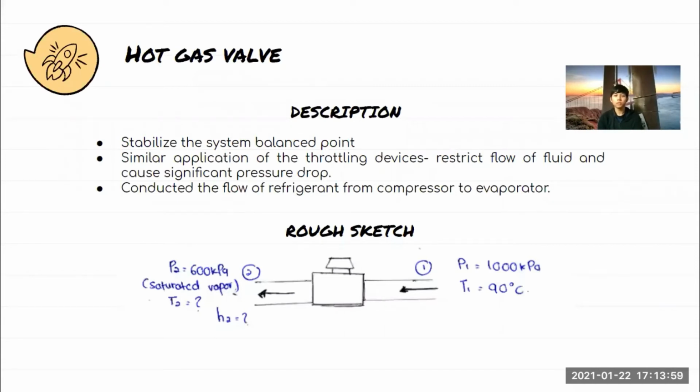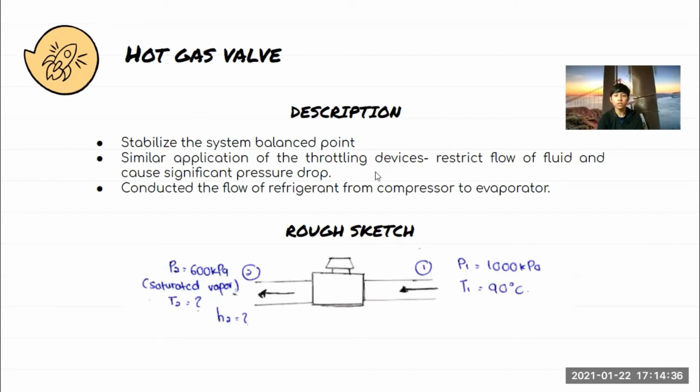So I would like to explain about the hot gas valve. For the description, the hot gas valve functions to stabilize the system balance point by allowing hot, high pressure refrigerant vapor from the discharge device to flow directly to the low pressure side. So it is considered a similar function to the throttling device, which functions to restrict the flow of fluid and cause a significant pressure drop. So it is actually to conduct the flow of refrigerant from the compressor to the evaporator.